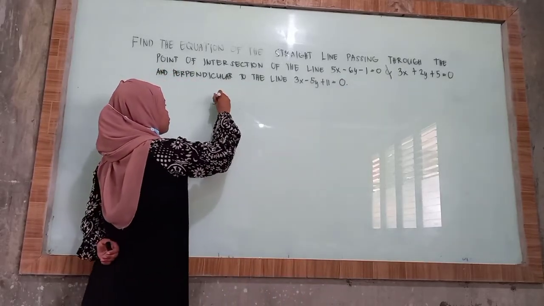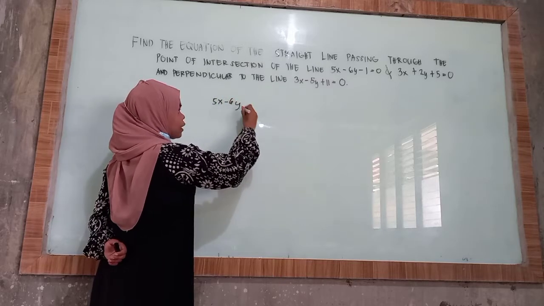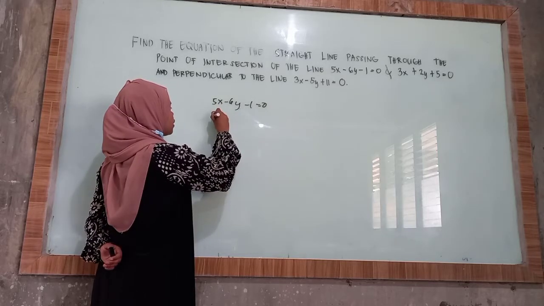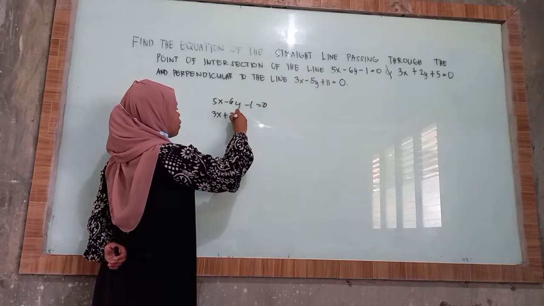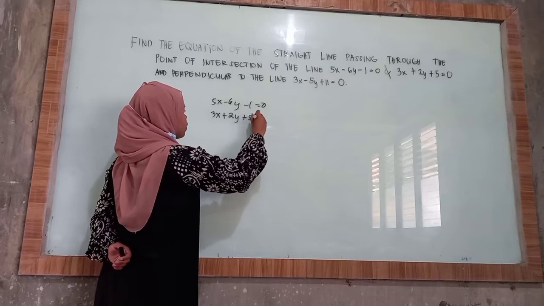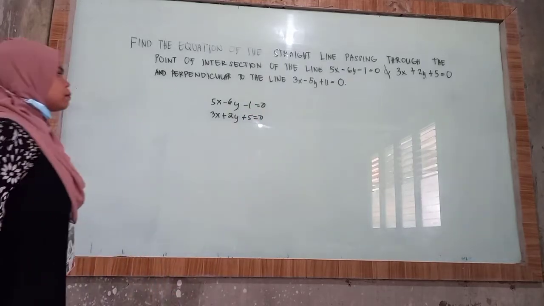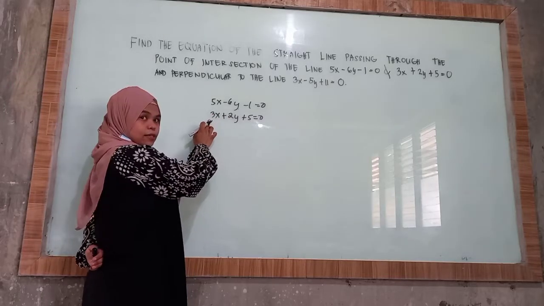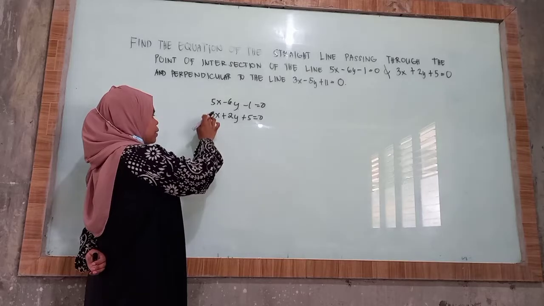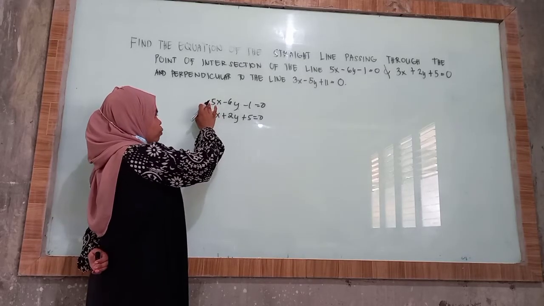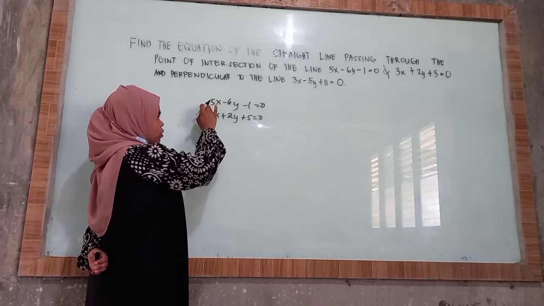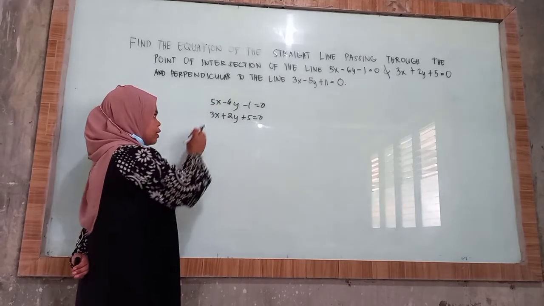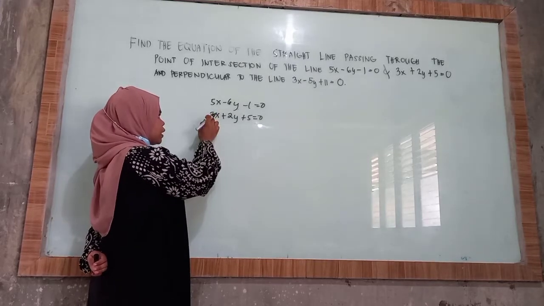So we have 5x minus 6y minus 1 equals 0, and then 3x plus 2y plus 5 is equal to 0. So paano natin yan ma-eliminate? So let us try to eliminate the variable x. So di ba, para ma-eliminate ko yung variable x, dapat yung coefficient ng first equation at saka second equation na parehas pero opposite sila ng sign. So how can it be possible na maging equal sila?